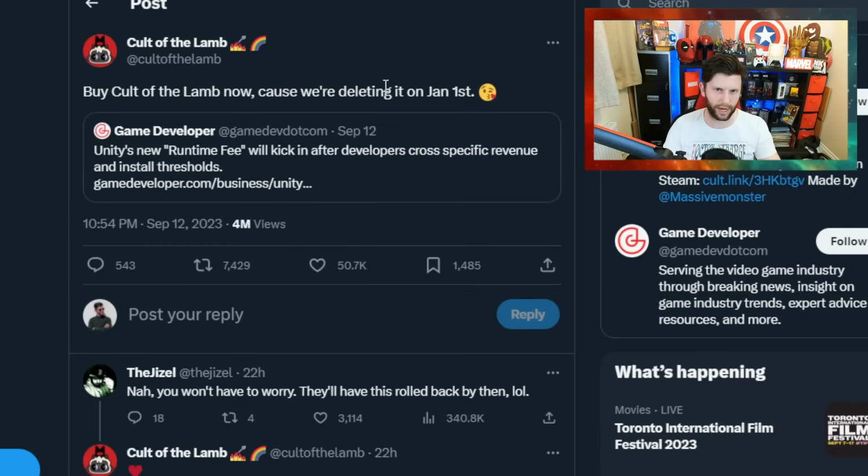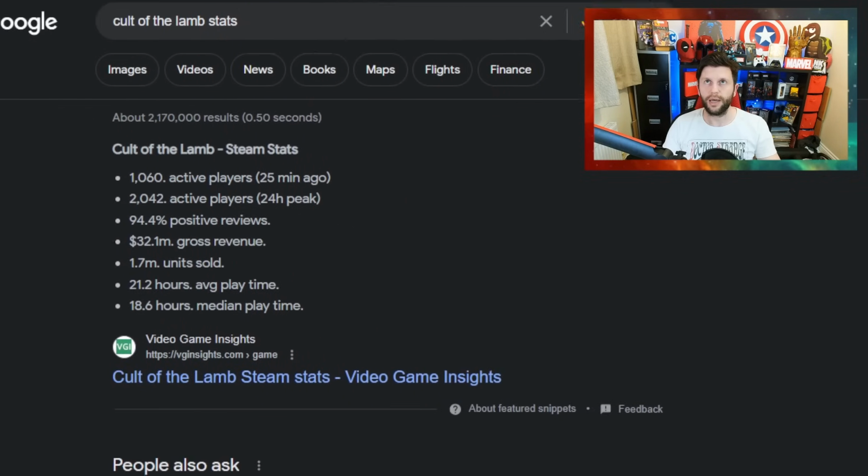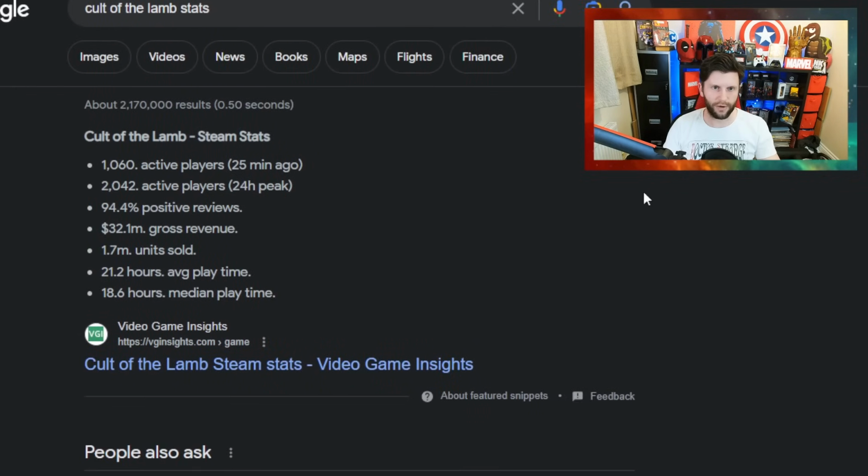Cult of the Lamb is a great example. They said that they would be removing their game from Unity because they stand to lose a lot of money from this, because they've had great success. They're one of a very few indie developers that have sold 1.7 million units. Power Wash Simulator's another one, from the developer behind that, making $32 million. And people would go, oh, well, it's a lot of money.